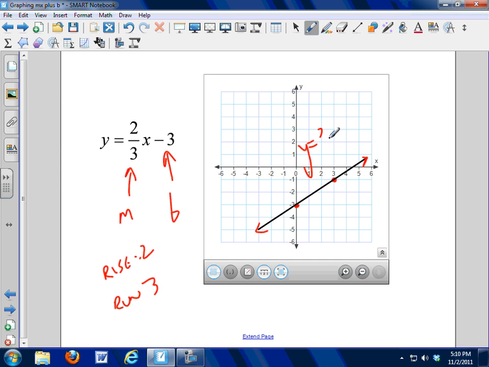Label y equals 2/3 x minus 3. Okay, that's just how I like to have you do it, so that anybody can tell what it is. They don't have to think about it. They don't have to understand the thing. They just know this is y equals 2/3 x minus 3.